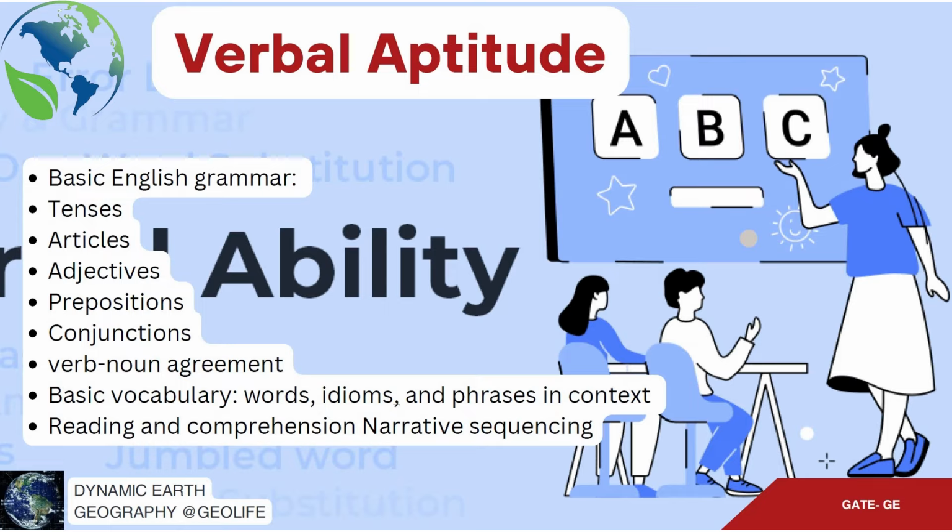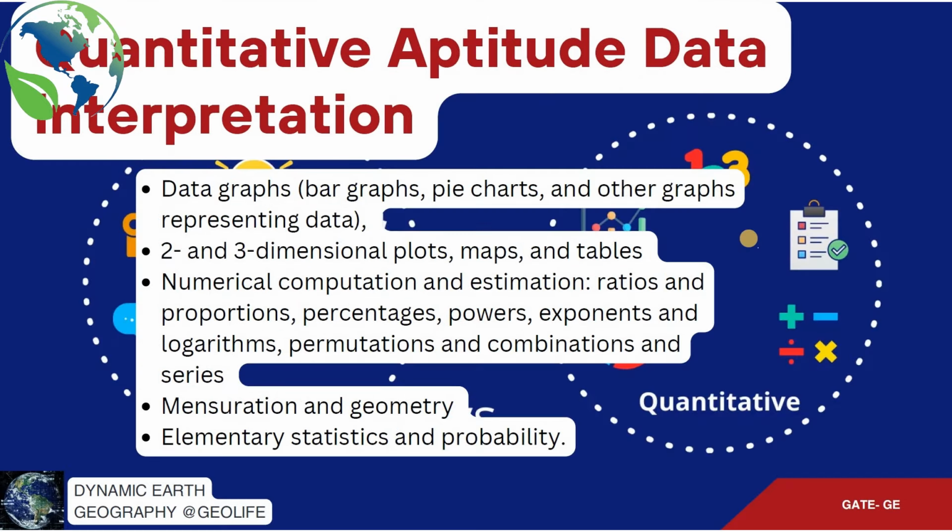Inside verbal aptitude, we have basic English grammar, including tenses, articles, adjectives, prepositions, conjunctions, and verb-noun agreement, and basic vocabulary like words, idioms, and phrases in context. Then finally, reading comprehension and narrative sequencing. These will be asked in the verbal aptitude section.